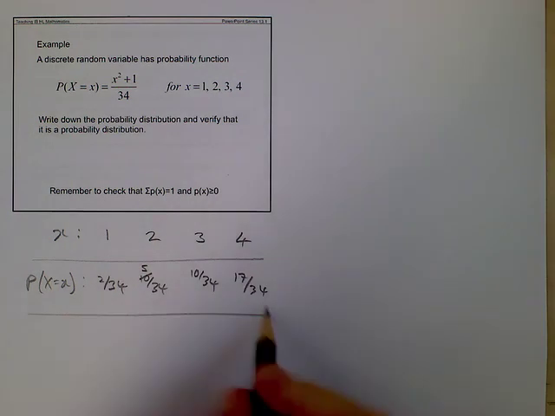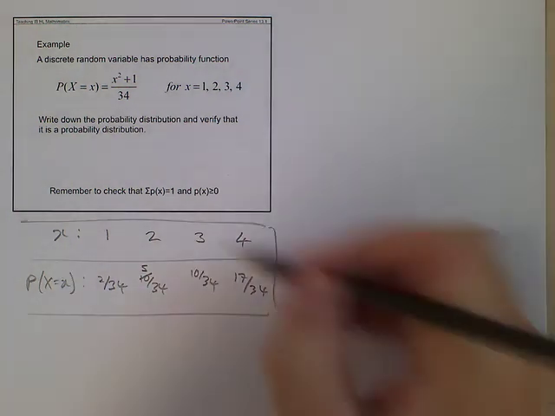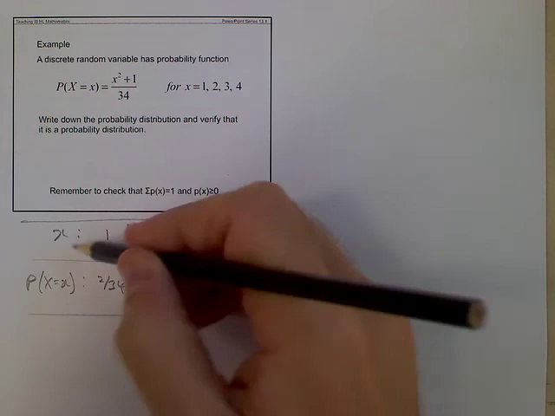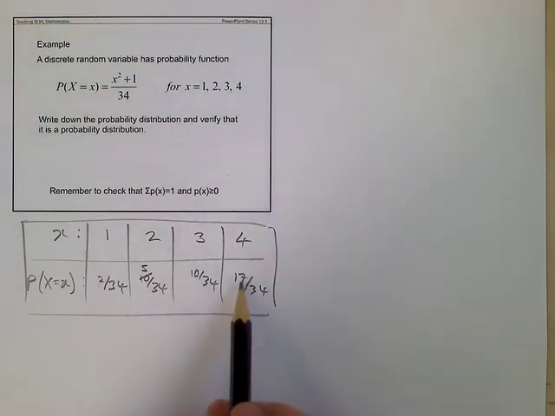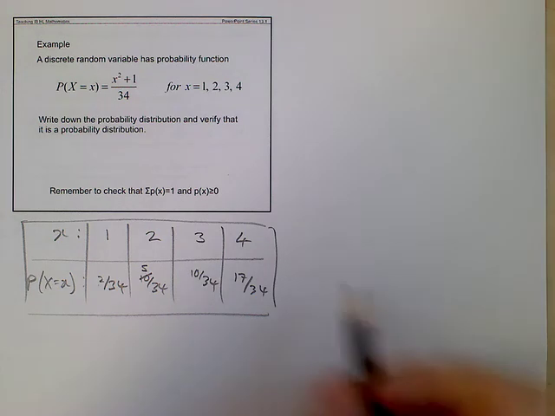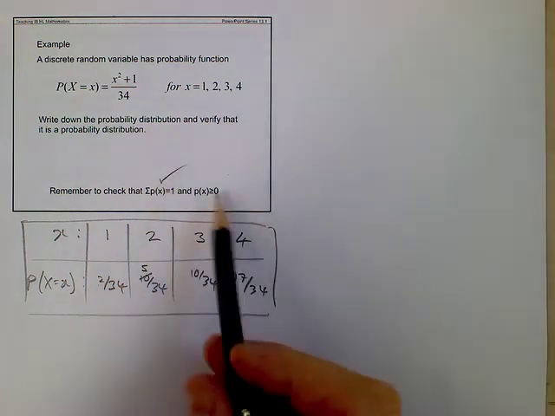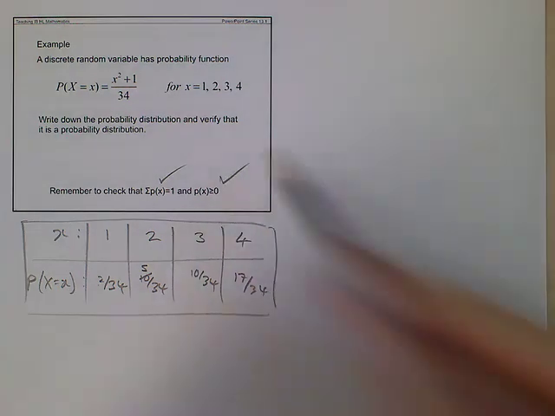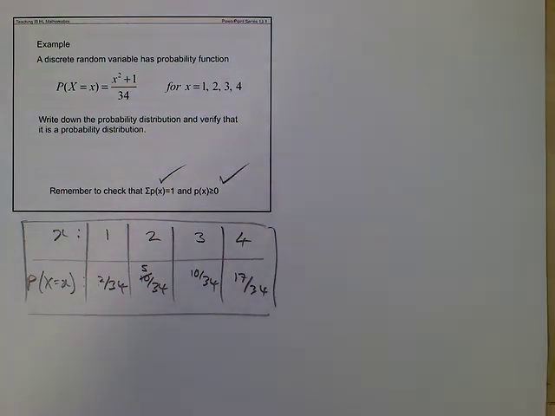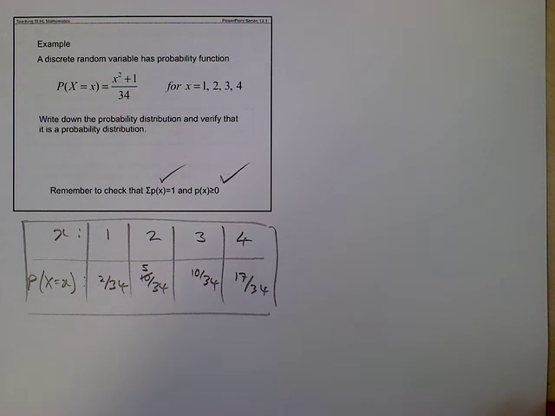And I'm just going to take a moment to double check that that all adds up to 1: 2, 7, 17, 17 is 34. So yes, it does. Are they all greater than 0? Yes, they are. Are they less than 1? Yes, they are. So this is my distribution for this discrete random variable.